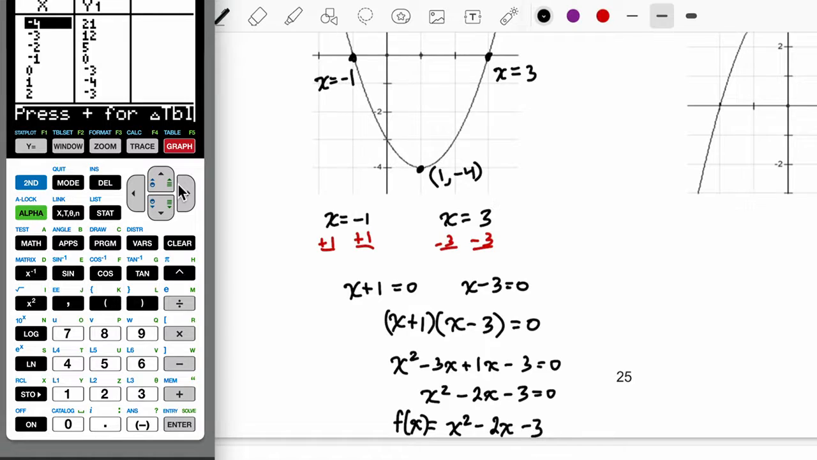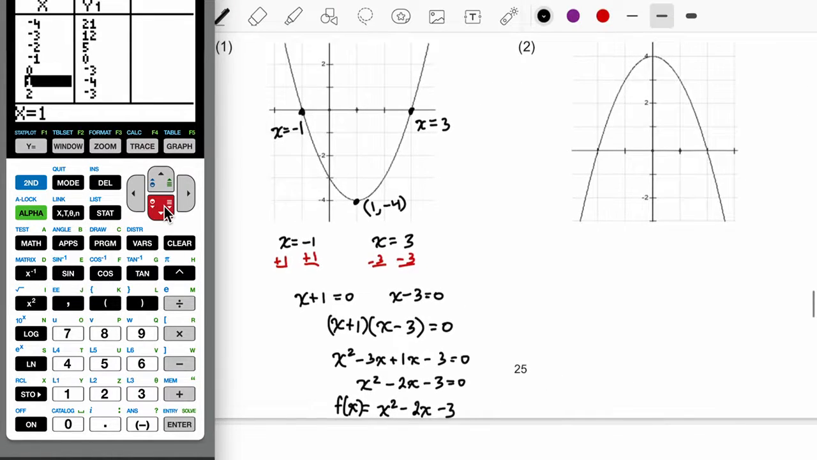Second graph. At the x value of 1, we have a y value of -4. All right, so we're in good shape here.